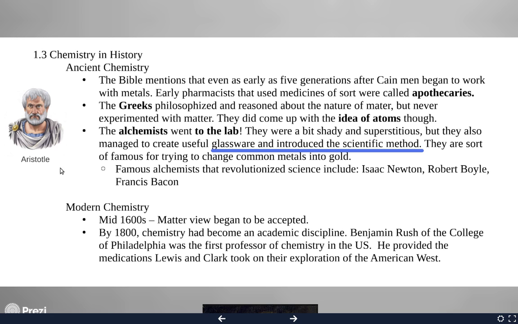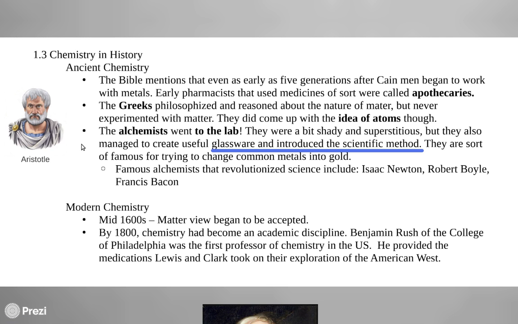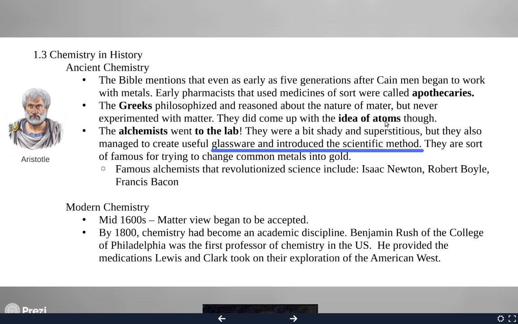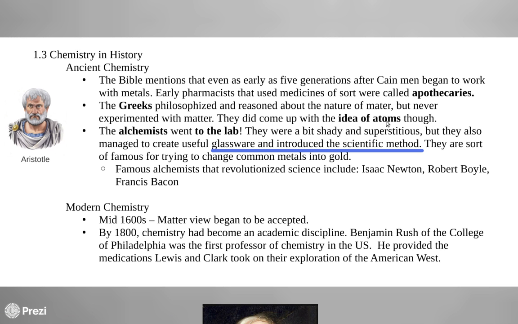The Greeks, and this is one of them, Aristotle over here, they philosophized and reasoned about nature. They never did any experiments. Basically, a lot of reasons. They thought you could think about stuff and just kind of figure it out, but also they didn't have the ability to do it. But they did come up with the idea of atoms, and that was a guy named Democritus who actually came up with that. So they managed to think about some things that ended up panning out over time.